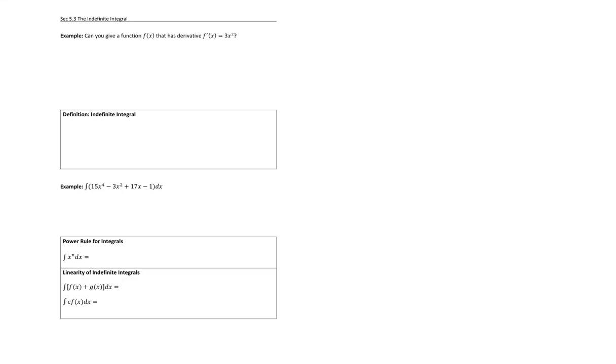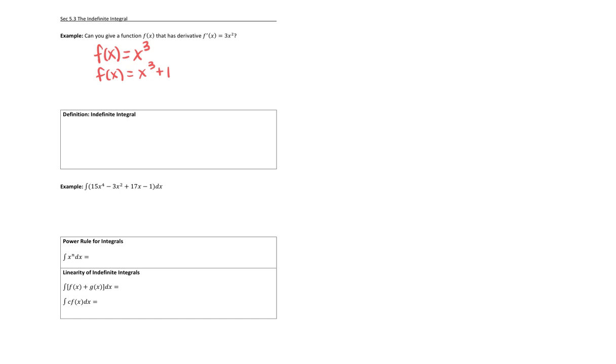Okay, so we want to first of all think about a function that has derivative 3x squared. Well, if I think about my power rule, I know that the function f of x equals x cubed has derivative 3x squared. But also, we might think, well, so does the function f of x equals x cubed plus 1, for example. So that function also has derivative 3x squared.